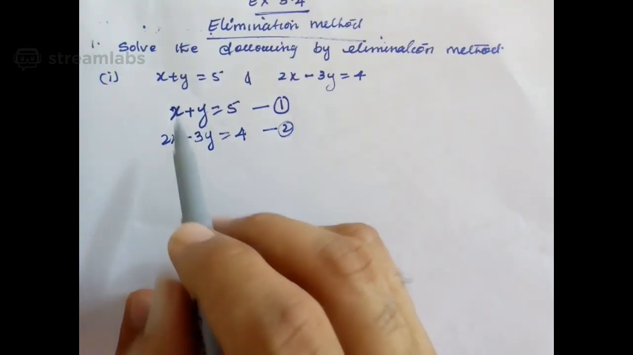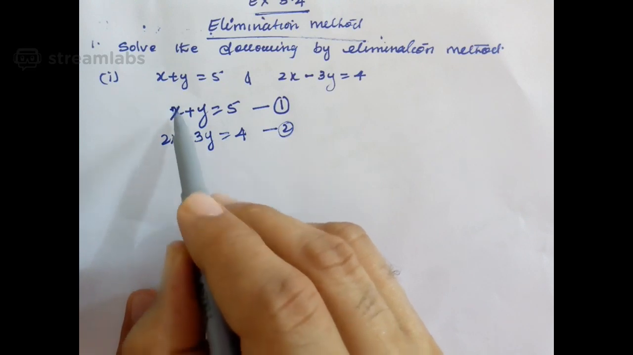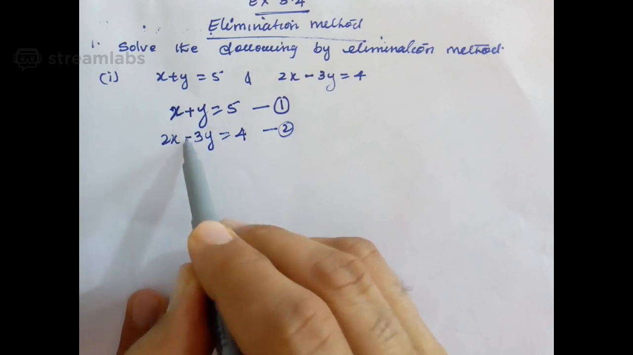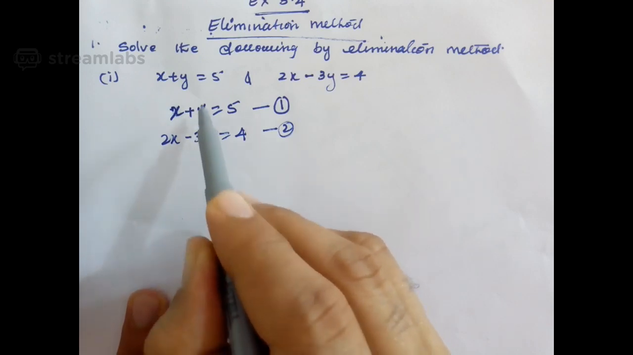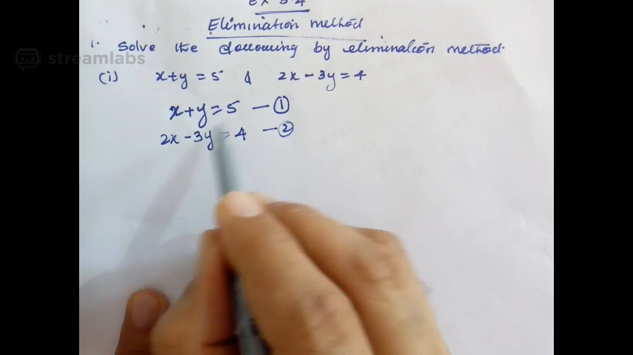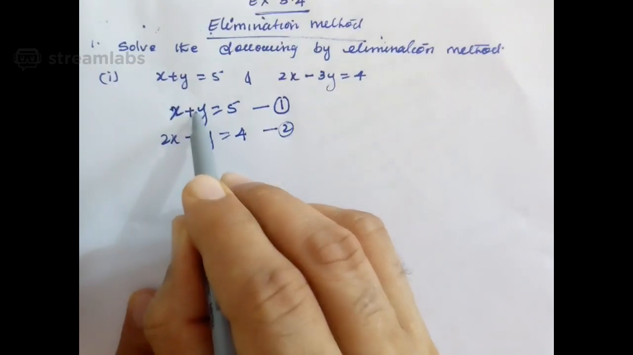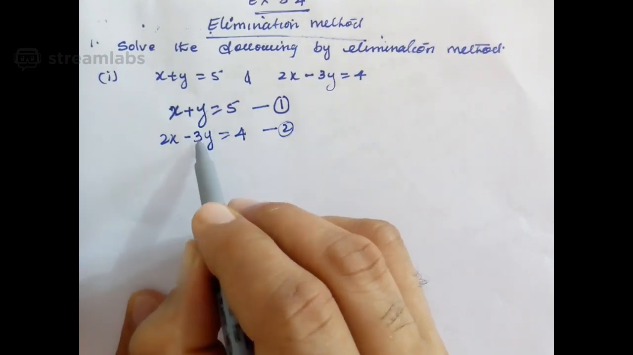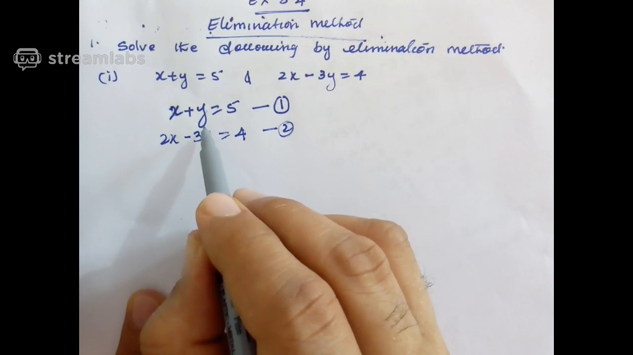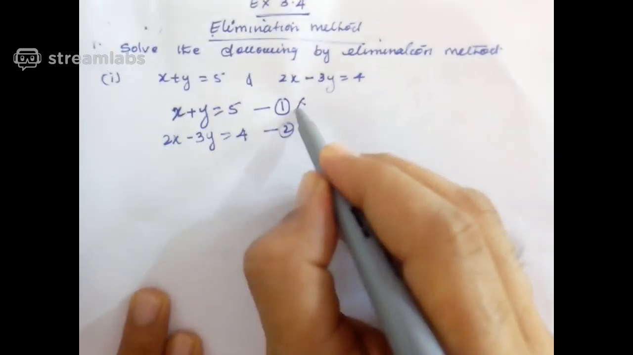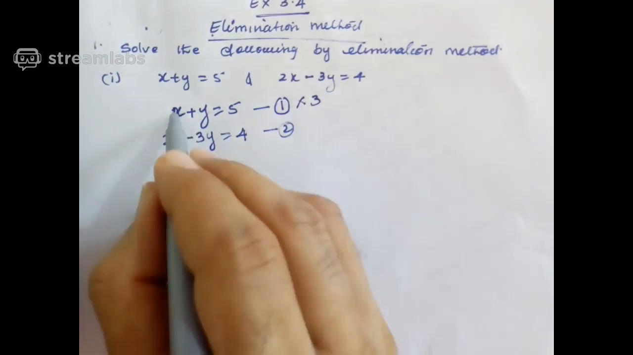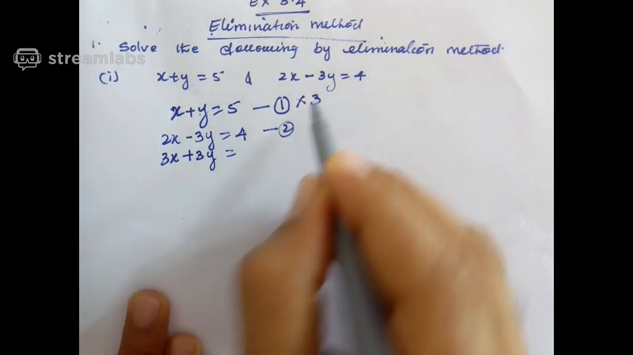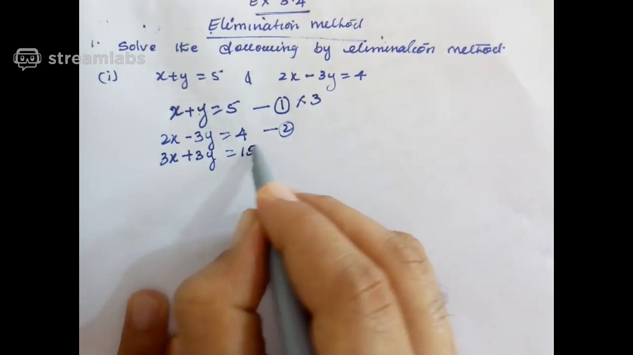In elimination method, you have to eliminate any one of the variables, either x or y. Here there are unlike signs, this is plus and this is minus, so it is easy to eliminate y. To eliminate y by adding 1 and 2, I have to multiply equation number 1 by 3, because here 3y and here also 3y is there, then it gets eliminated. By eliminating any one of the variables, we can find both the values. So I'll multiply equation number 1 by 3. Then 3 into x is 3x, 3 into y is plus 3y is equal to 3 into 5, 3 fives are 15.